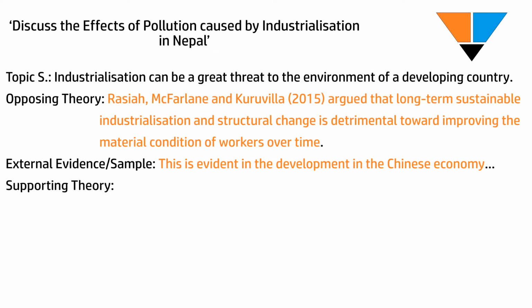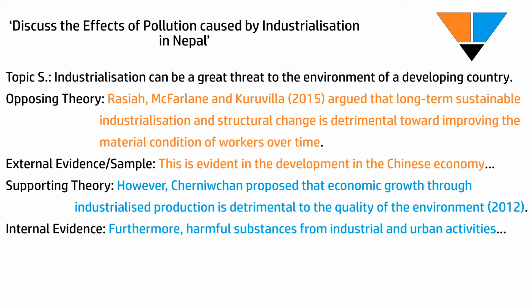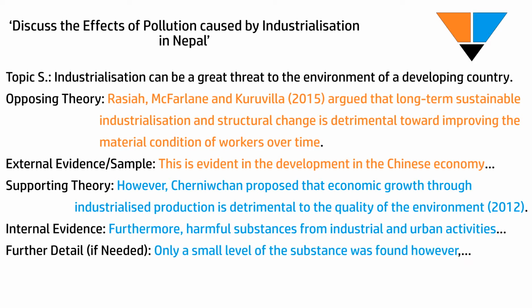Supportive theory, internal. However, Chernywan proposed that economic growth through industrialized production is detrimental to the quality of the environment. Internal evidence. Harmful substances from industrial and urban activities were found in the soil of the Koshi River in Nepal. Only a small level of the substance was found, however. Tan et al. argued that the amount may be determined by the fact that Nepal has a smaller level of industrial activities when compared to other countries such as China and South Korea.